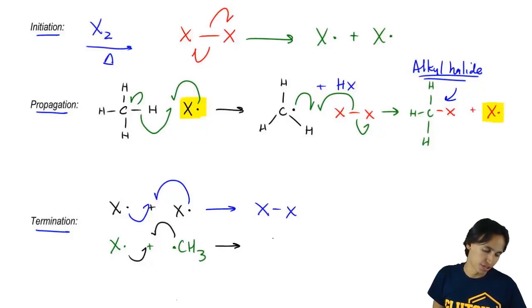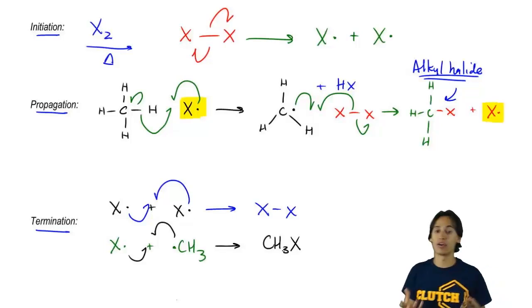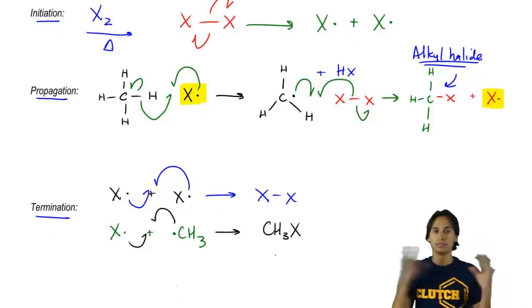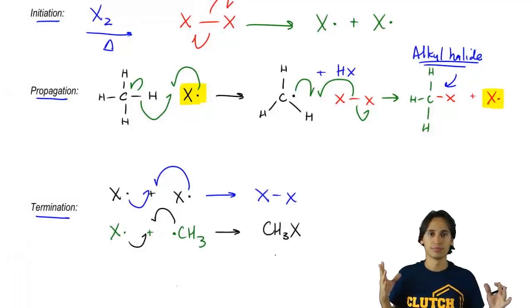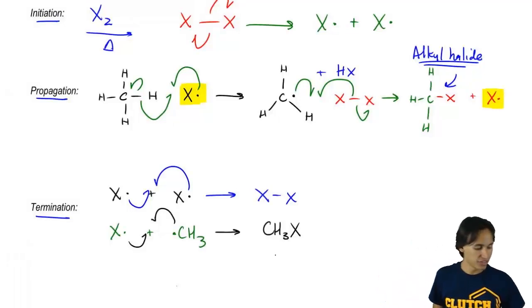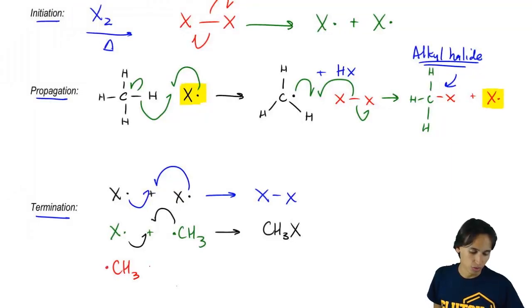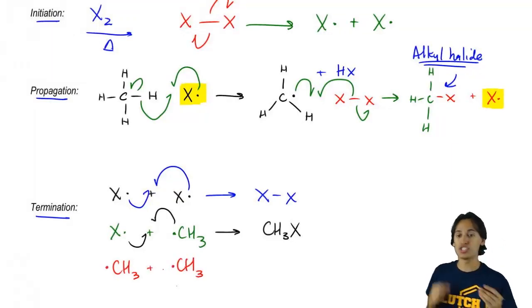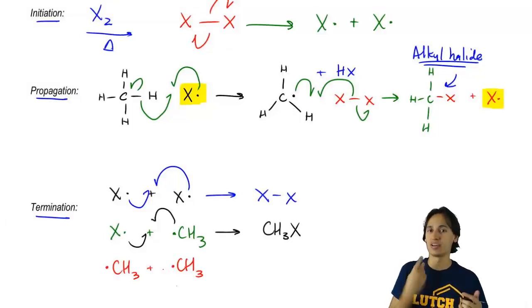And what I get as a product here would be CH3X. Okay, so I get an alkyl halide. Can you guys think of any more combinations? There actually is one more, and that last one would be, well, what if I got CH3 radical plus CH3 radical? Now, this is tricky because now it looks like I'm going to get a completely different product.